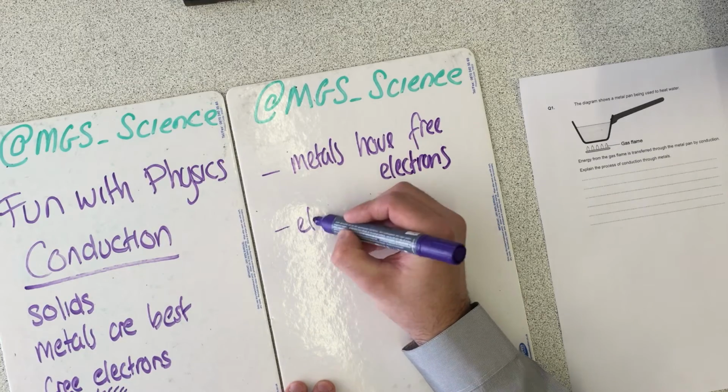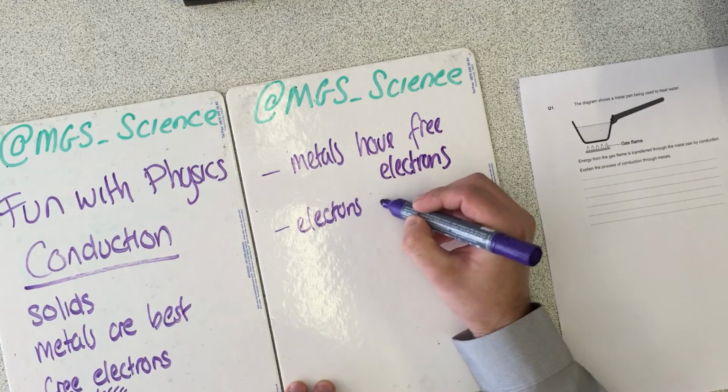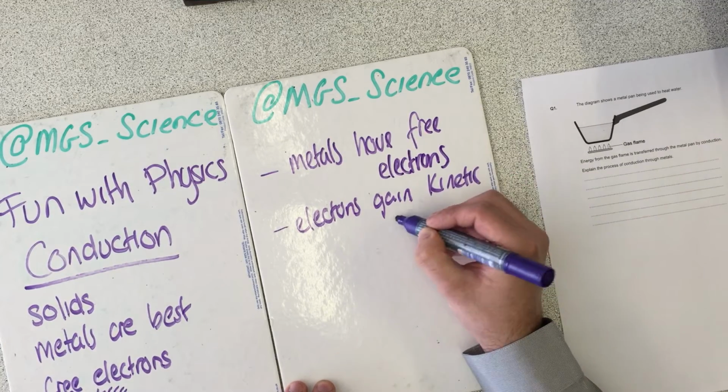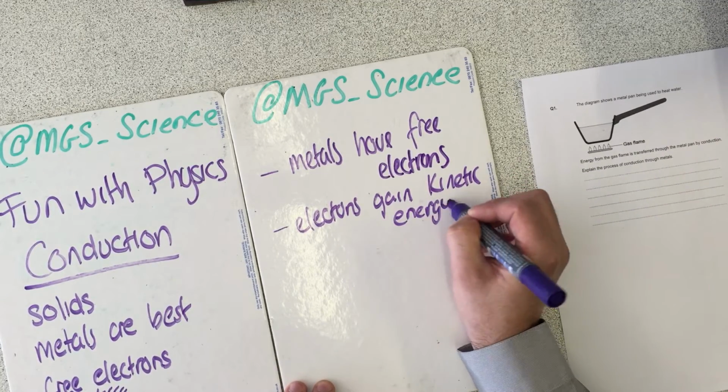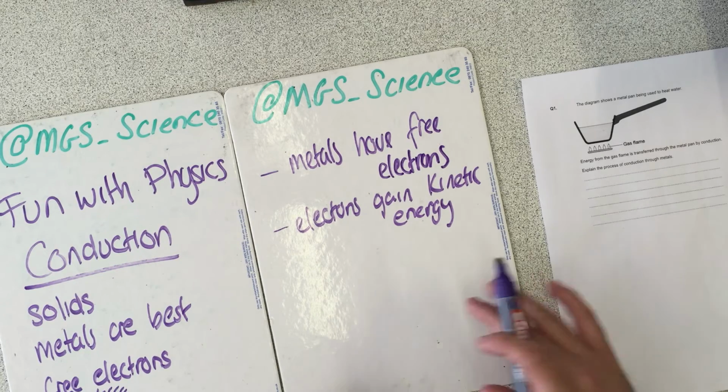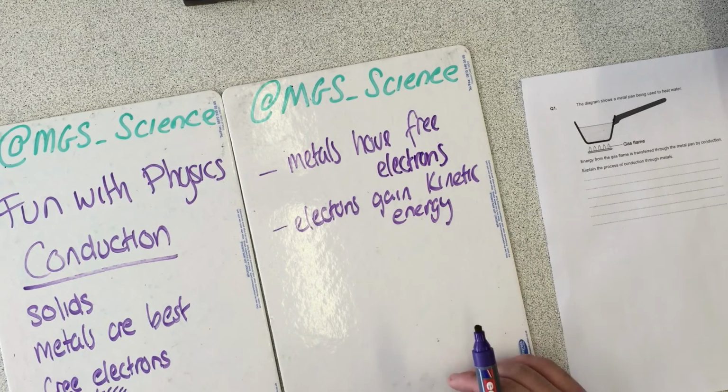So electrons gain kinetic energy. Okay. Then what happens? Well, kinetic energy is movement. So when you get more kinetic energy, it's moving faster. So you could say that those electrons start to move faster, but by saying that they gain kinetic energy, you're saying that anyway, really.